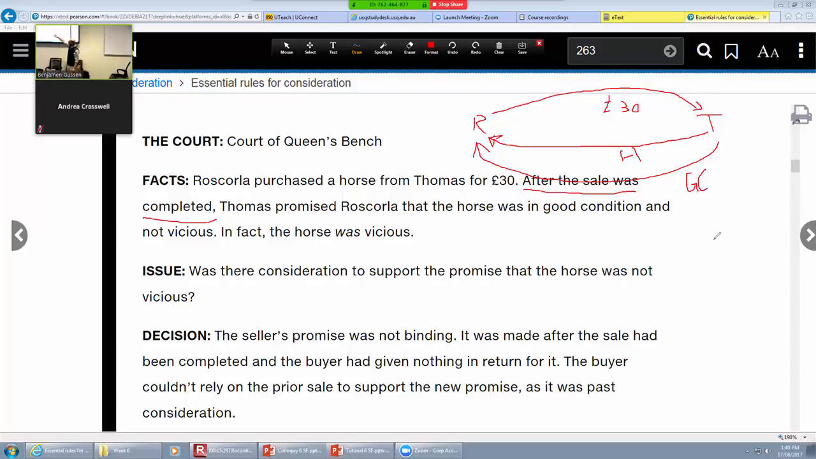Previously, there were those two promises. So each one of those promises acts as the other's consideration. Now you have one promise, but there's no consideration. So that promise is not good enough. You can't go and say, he promised me that the horse is in good condition. What did you pay for that promise? Can you argue differently?